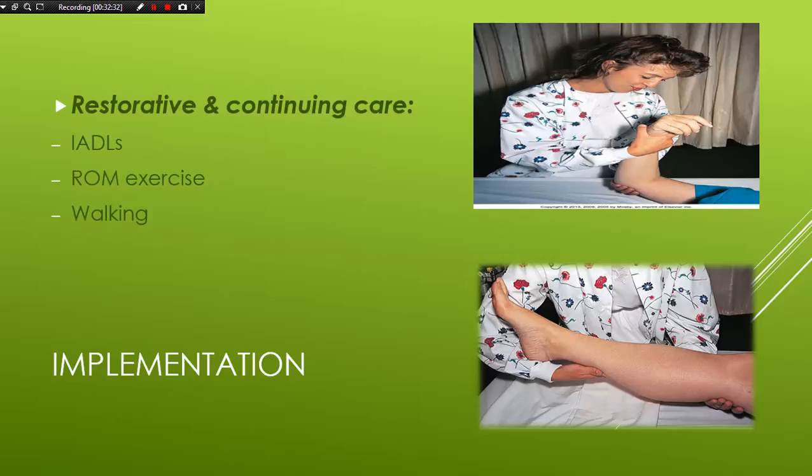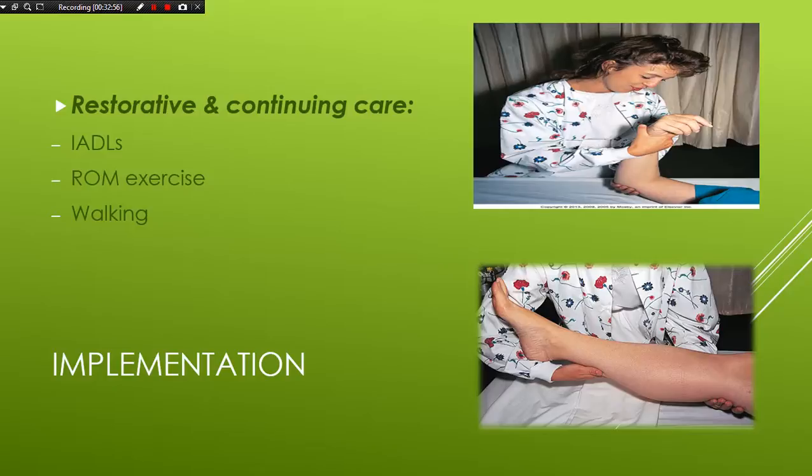The goal of restorative care for the patient who is immobile is to maximize functional mobility and independence and reduce residual functional deficits such as impaired gait and decreased endurance. The focus in restorative care is not only on ADLs that relate to physical self-care, but also on instrumental activities of daily living.